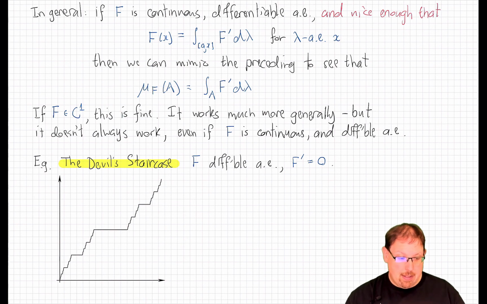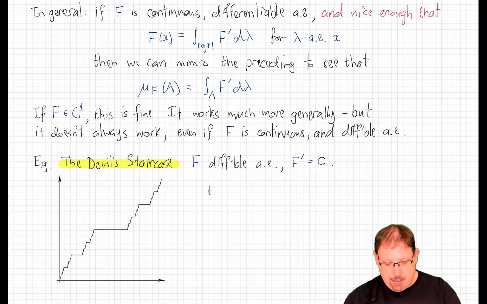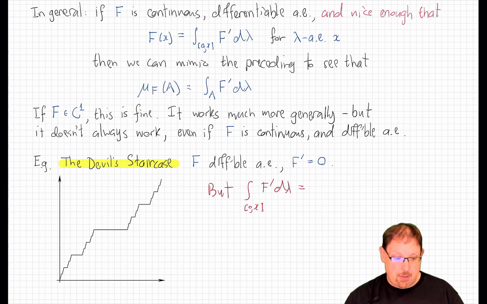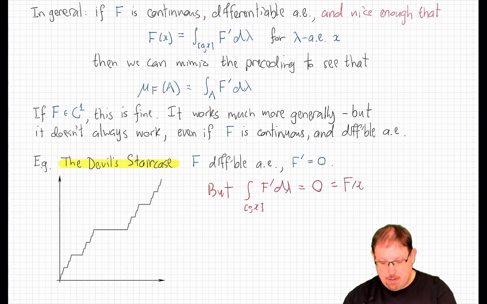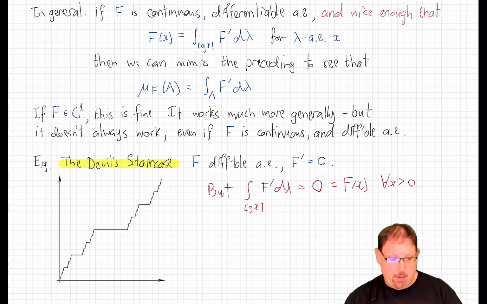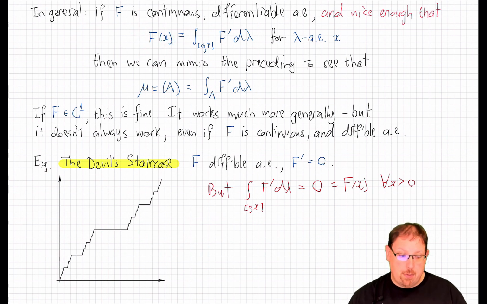However, it certainly does not satisfy the fundamental theorem of calculus, because the integral over the interval from 0 up to x of f prime d lambda is the integral of 0 almost everywhere, which is just 0. And that's not f at x for any x bigger than 0. So the fundamental theorem of calculus doesn't apply to this continuous, almost everywhere differentiable function, and therefore the Radon measure with this CDF does not have a density.